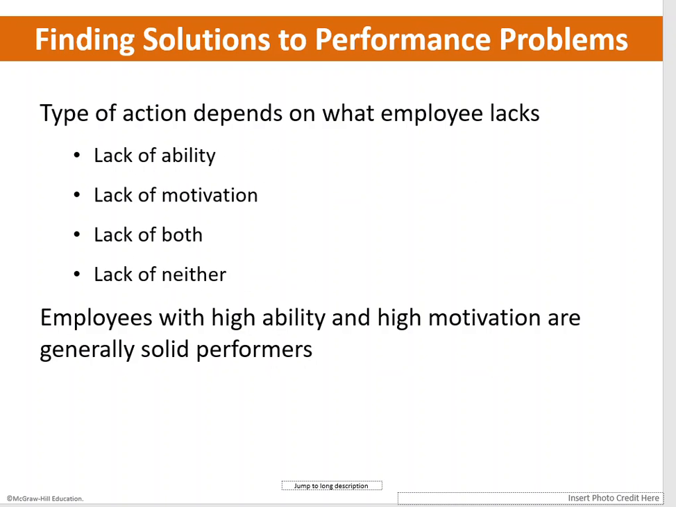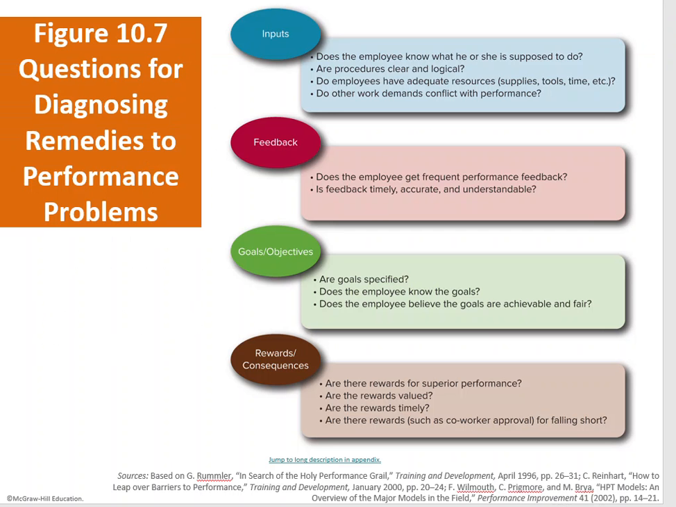So types of actions depend on what the employee lacks. Is it a lack of ability? Is it a lack of motivation? Is it a lack of both? Is it a lack of neither? Employees with high ability and high motivation are generally solid performers. But it might be that I have great ability, but you're not challenging me enough. I don't have the motivation to go beyond my scope on the job. Okay, so they list a bunch of questions that you can use for diagnosing remedies to performance problems.